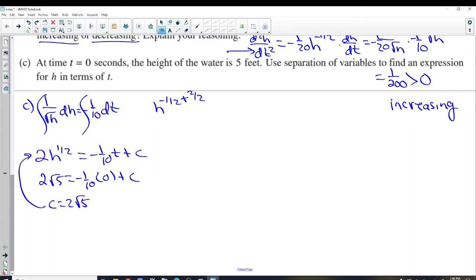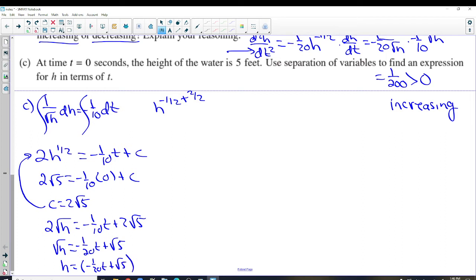So now we're going to plug that back in up here. So 2 square root of h is equal to negative 1/10 t plus 2 square root of 5. But we've got to get h by itself. So square root of h is equal to, if I multiply everything by 1/2, negative 1/20th t plus square root of 5. So h is equal to negative 1/20th t plus square root of 5, squared. I didn't really want it for this. For the next one, we're going to cheat a little bit.